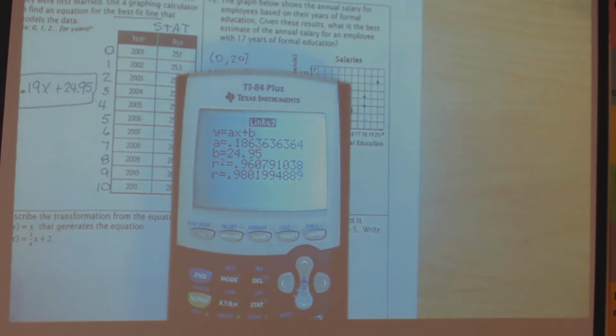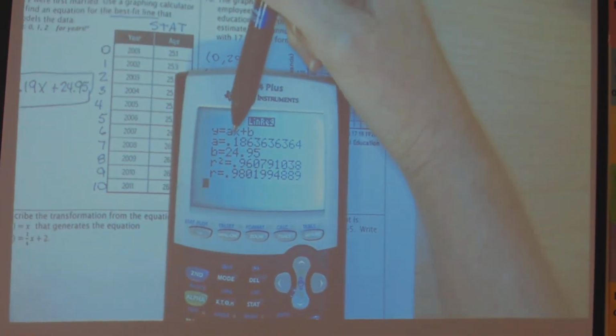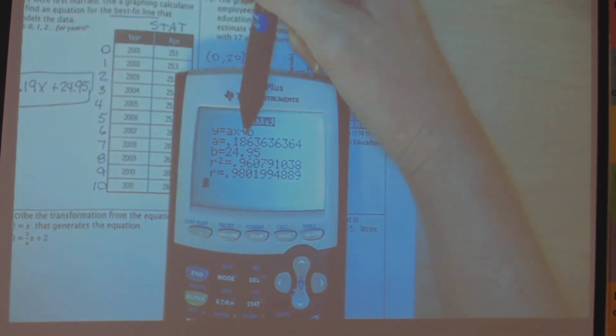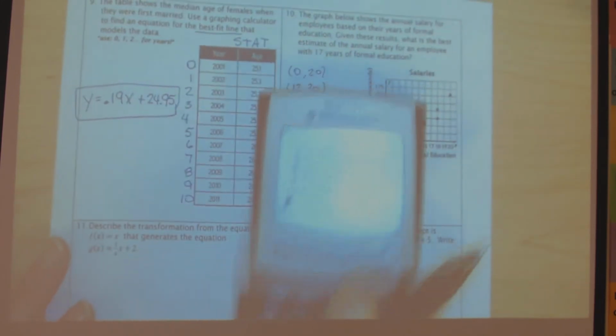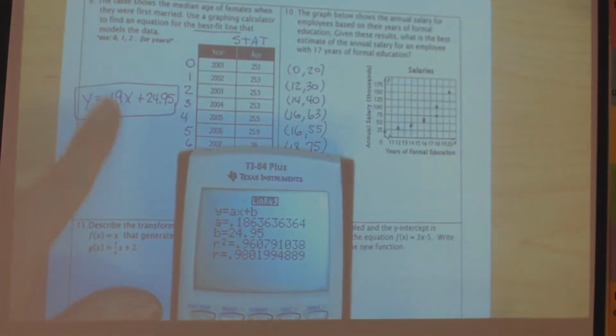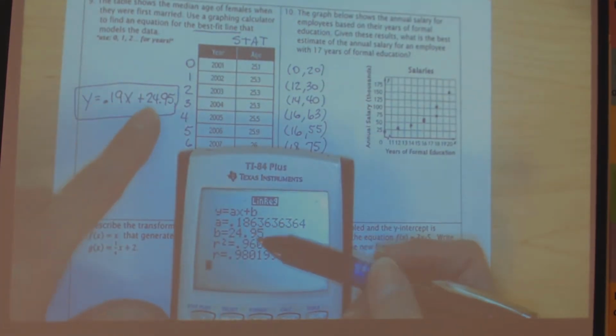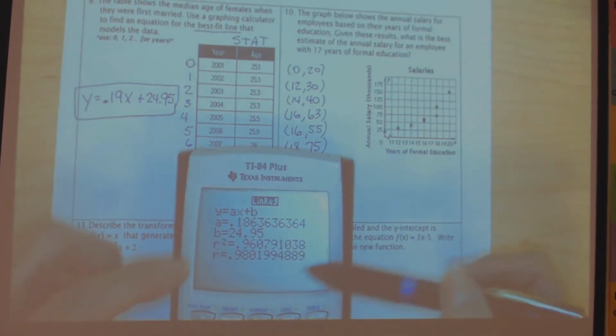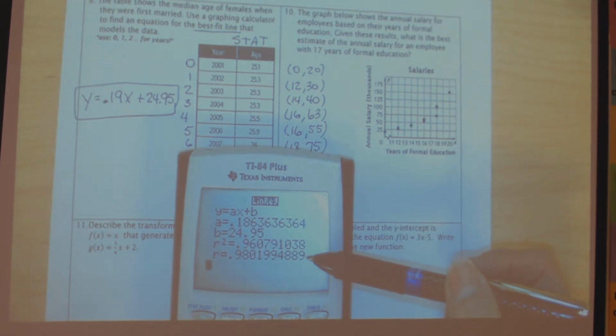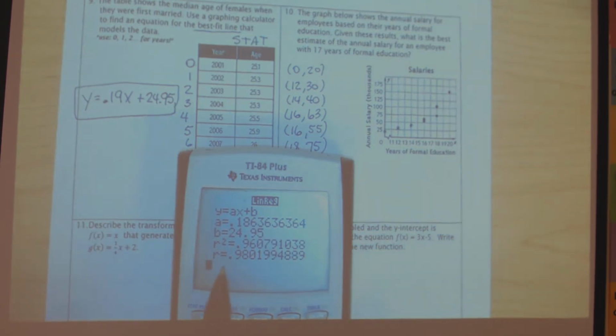For the purposes of what we're doing, we'll just round to the nearest hundredth. It may be that they round to the nearest tenth. You'll just have to look at your answer choices to see which it is. So here I rounded to 0.19, and I used 24.95 for the y-intercept. Notice that the correlation coefficient is very close to 1, so this will have a correlation that is a strong positive. We know it's positive because there's no negative sign in front of it in the calculator.